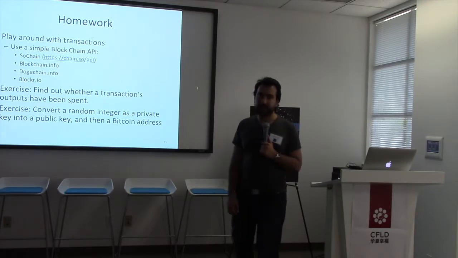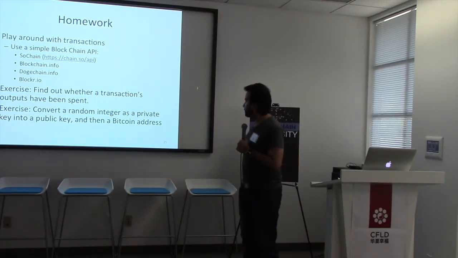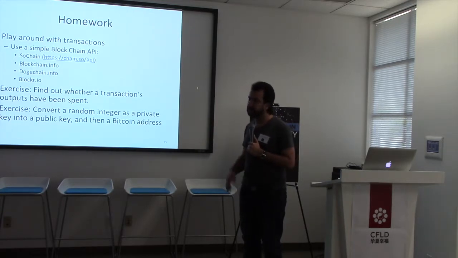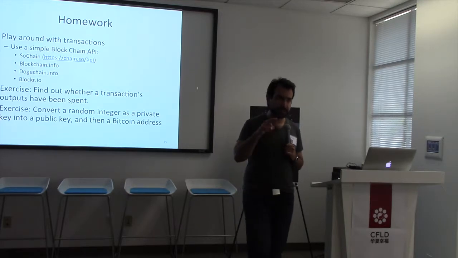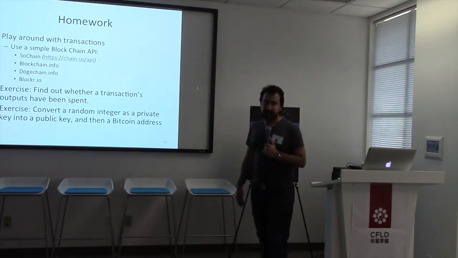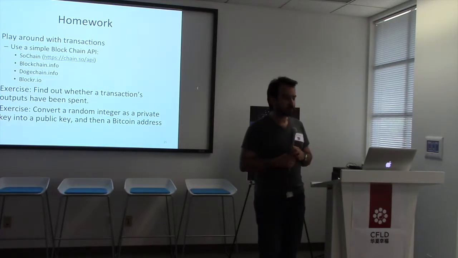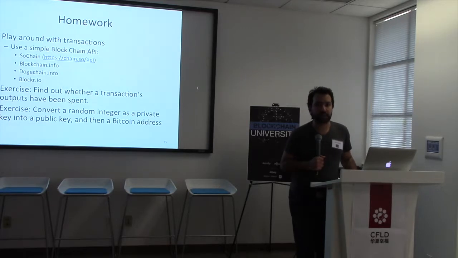The second thing we want you to do, and this is going to make you pull your hair out, is convert a random integer into a private key. Or don't convert it to a private key, just assume that is the private key. Convert it into a public key using the ECDSA cryptography curve, and then get a Bitcoin address out of it. The easiest thing you can do is look at the BitcoinJS lib source code. It's all there. You just need to understand it.